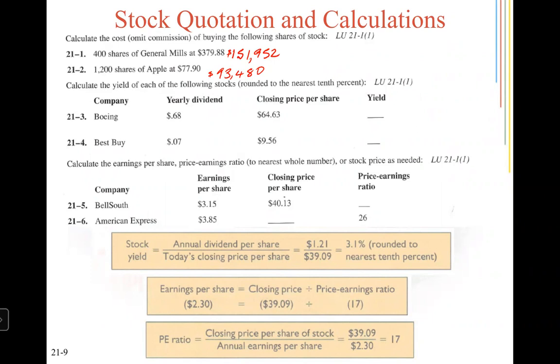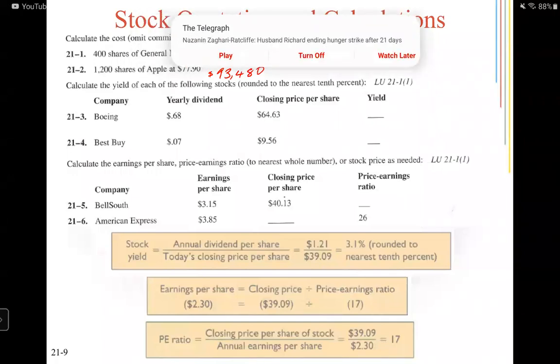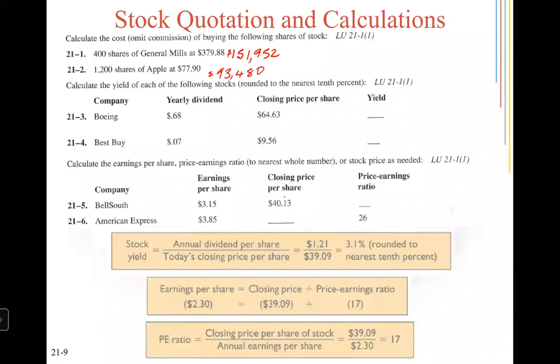All right, so with those two, all we're doing is to find out how much you pay. So if you want to buy 400 shares of General Mills, and the shares cost $379.88 each, you just multiply the 400 times that, and that tells you how much you have to pay for it. Now, of course, if you're buying through a stockbroker, then you're gonna have to pay the commission, and they usually charge a percentage of your purchase price.